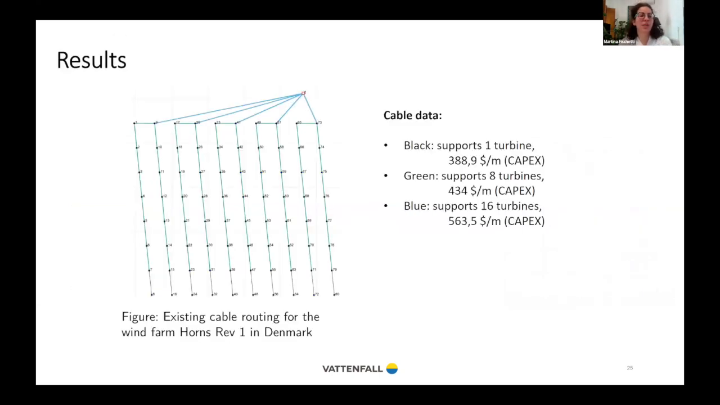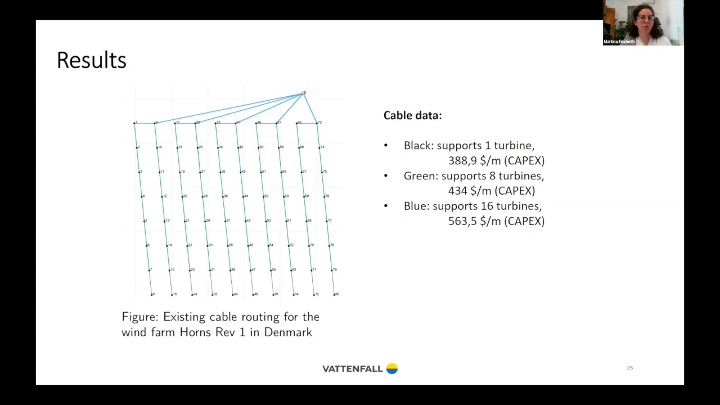And now let's go to some practical results to see the impact in practice of using this optimization tool. What was interesting is that there was no commercial tool to do the optimization of cable routing. So this was done manually. Basically, electrical engineers with pen and paper were given the positions of the turbines, and they have to decide how to connect them with cable.